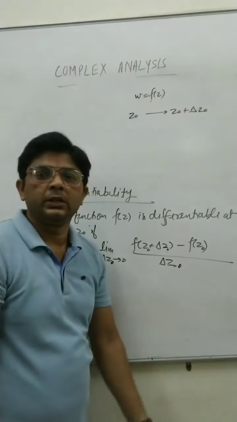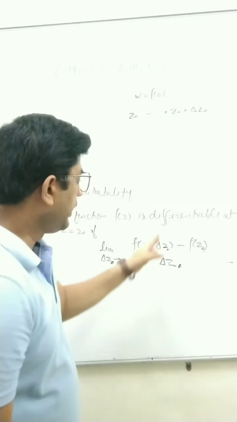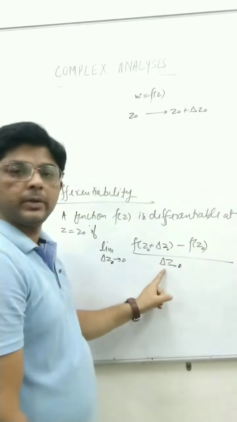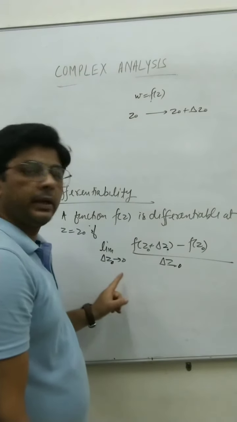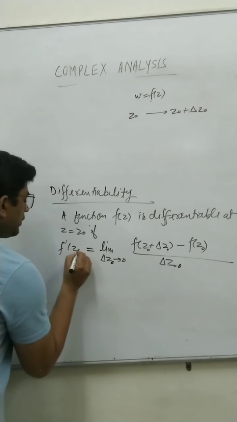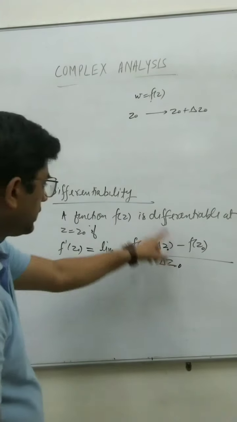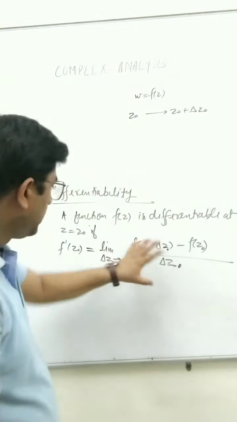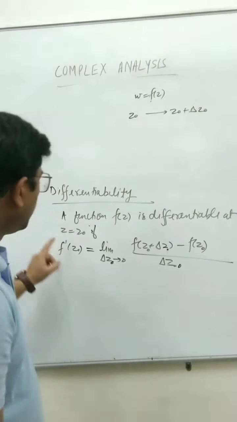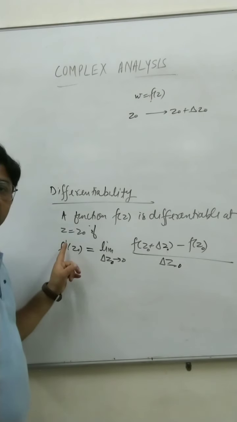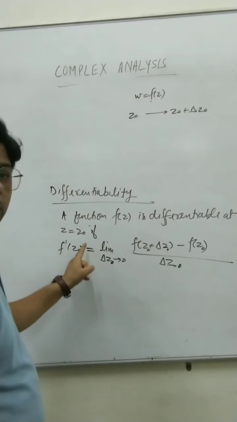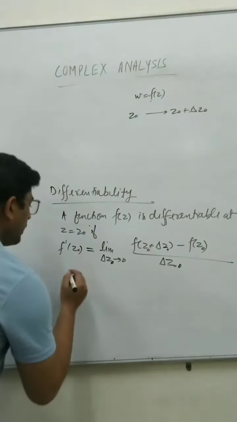As we know, the definition of the derivative is the rate of change of two quantities, the rate of change of w with respect to z, and we are taking the limiting case. So we denote this by f'(z₀). If the limit on the right hand side exists, then we say that the function is differentiable. That is, we can find the derivative of this function at z₀. So a function f(z) is differentiable at a point z equal to z₀ if this limit exists.